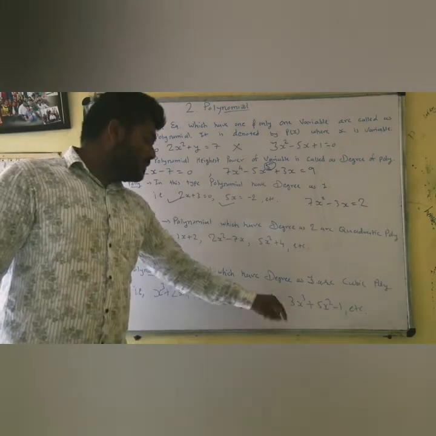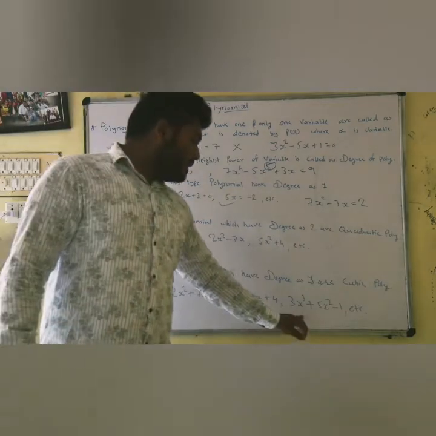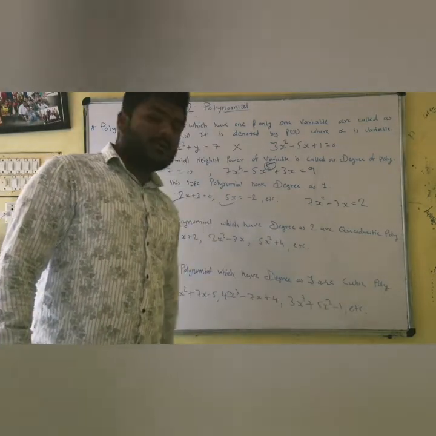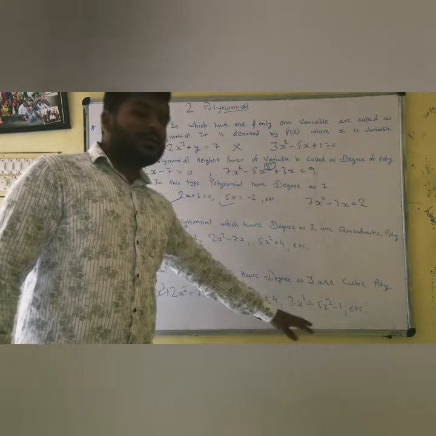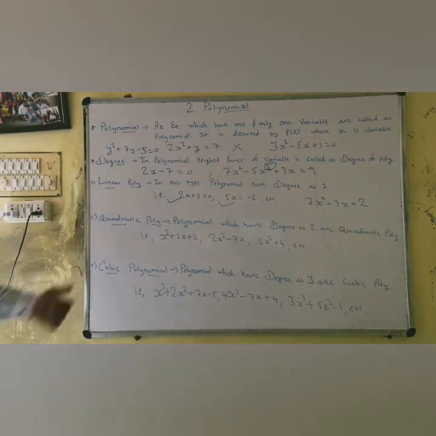4x cube minus 7x plus 4. X with maximum power 3, so it is cubic type. 3x cube plus 12x square minus 1. X with maximum power 3, so it is cubic type. Understood? These are the types of polynomial by the degrees of polynomial. Clear? Understood everyone?